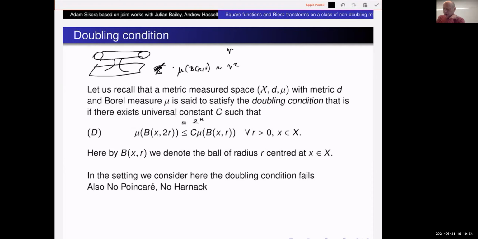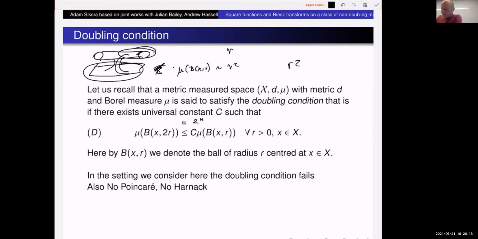So if you take a ball of radius r on one side, and then you take a ball of radius 2r, then the ball will get on the other side, and it will start to have volume, instead of r, comparable with r squared. So taking r large enough means that whatever constants you have, it will fail.